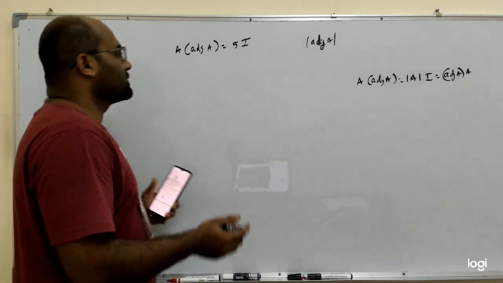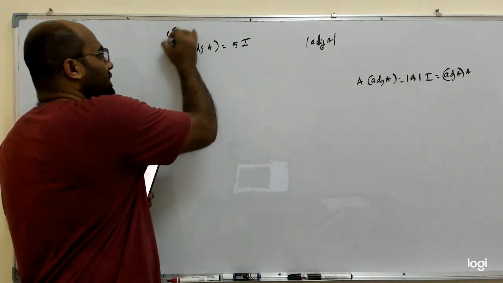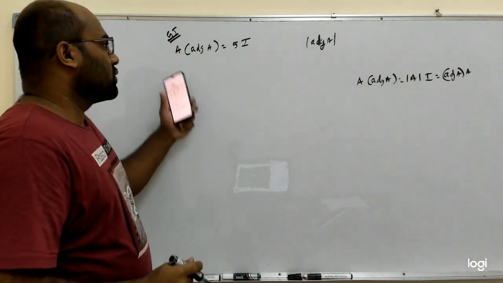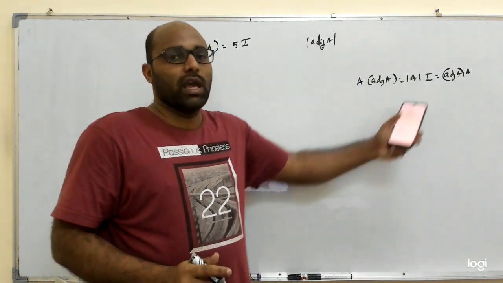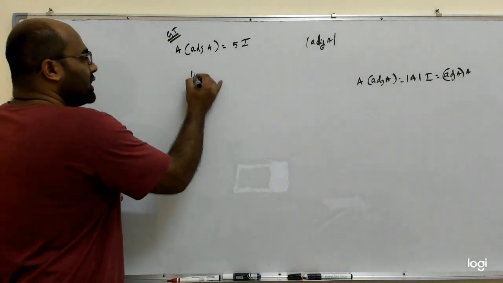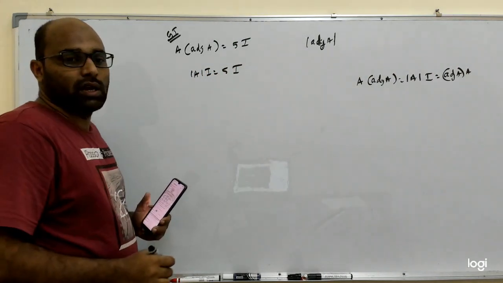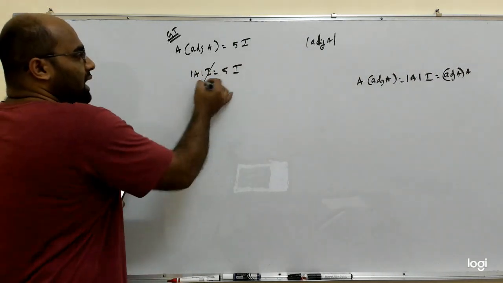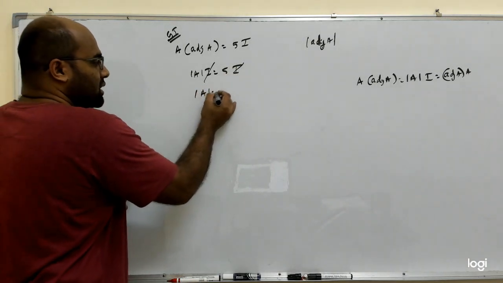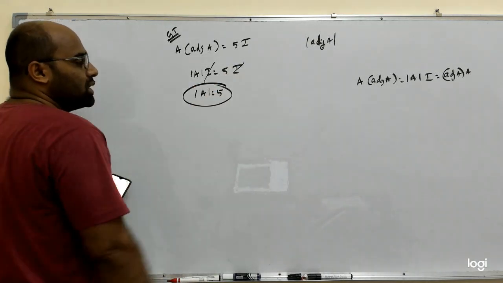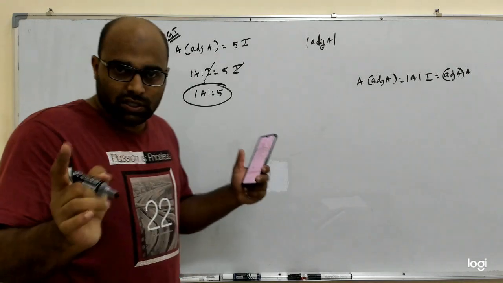So on the left side, A into adjoint A we can call determinant A into I, equal to 5I. I cancels. What is determinant A? Determinant A equals 5. But the question is not that one.